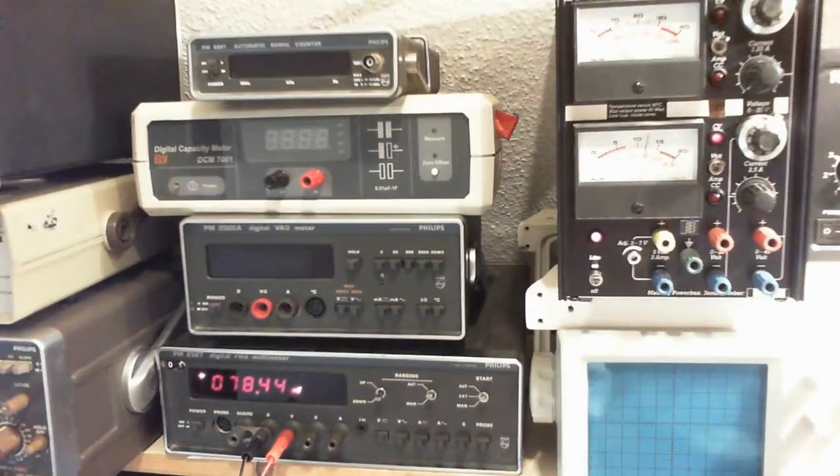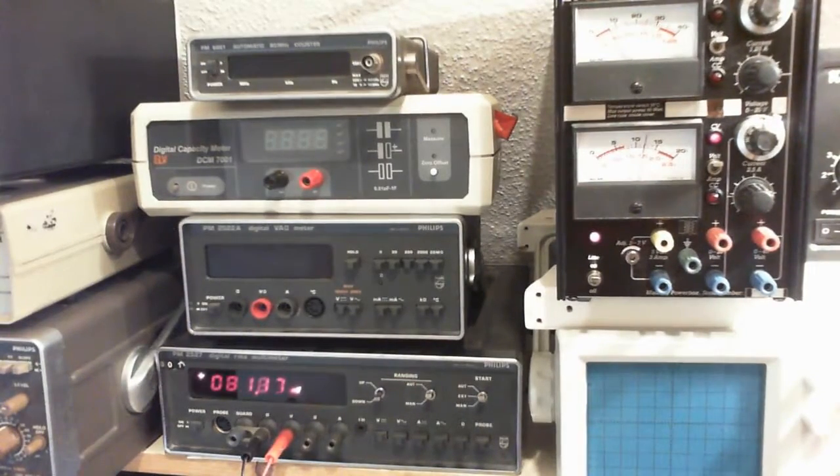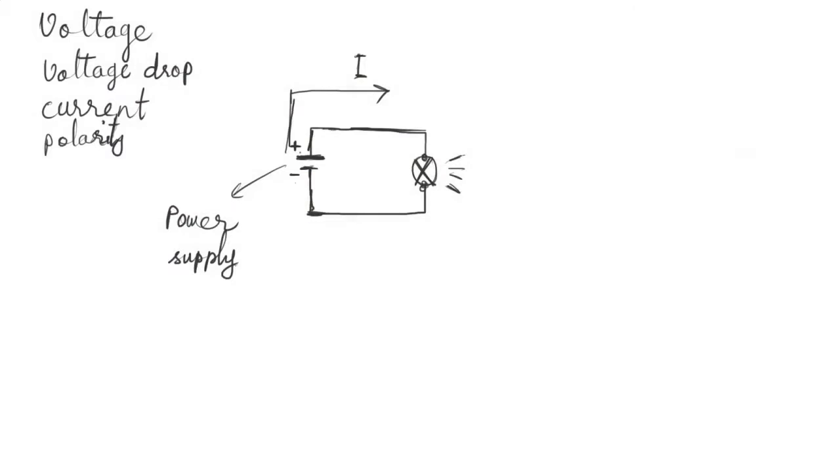Now the next thing that we wanted to discuss is voltage drop. Now voltage drop is something that has something to do with series circuits and parallel circuits and things like that. So we'll have to talk a little bit about series and parallel circuits before we can get to that.